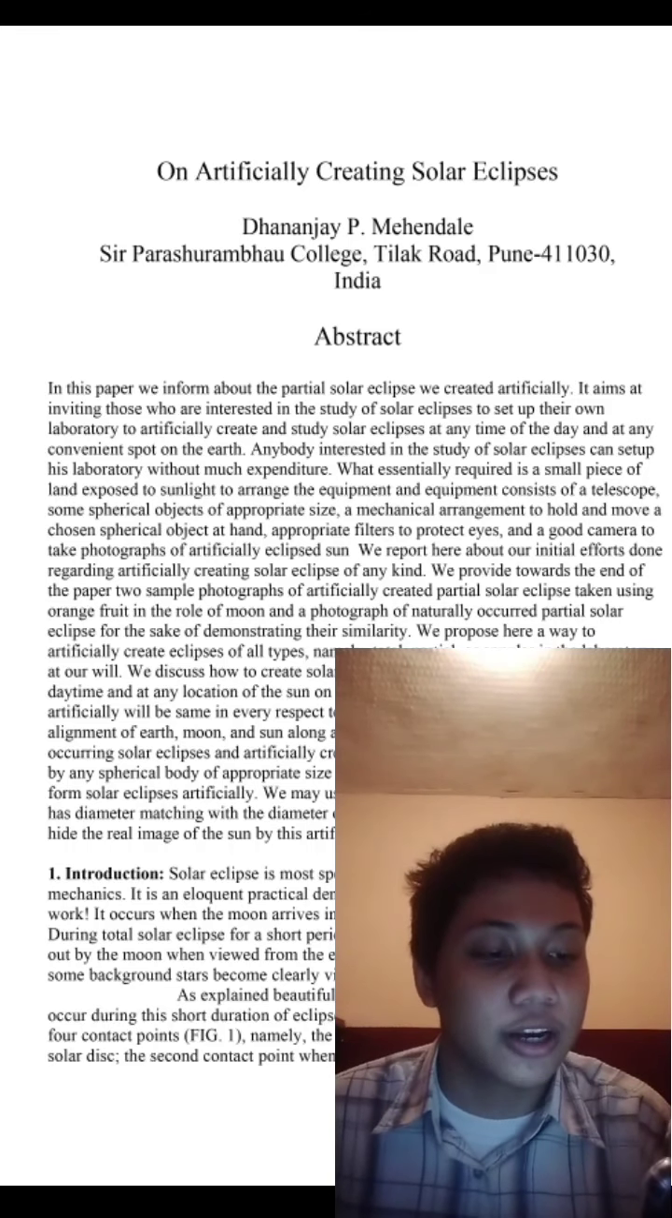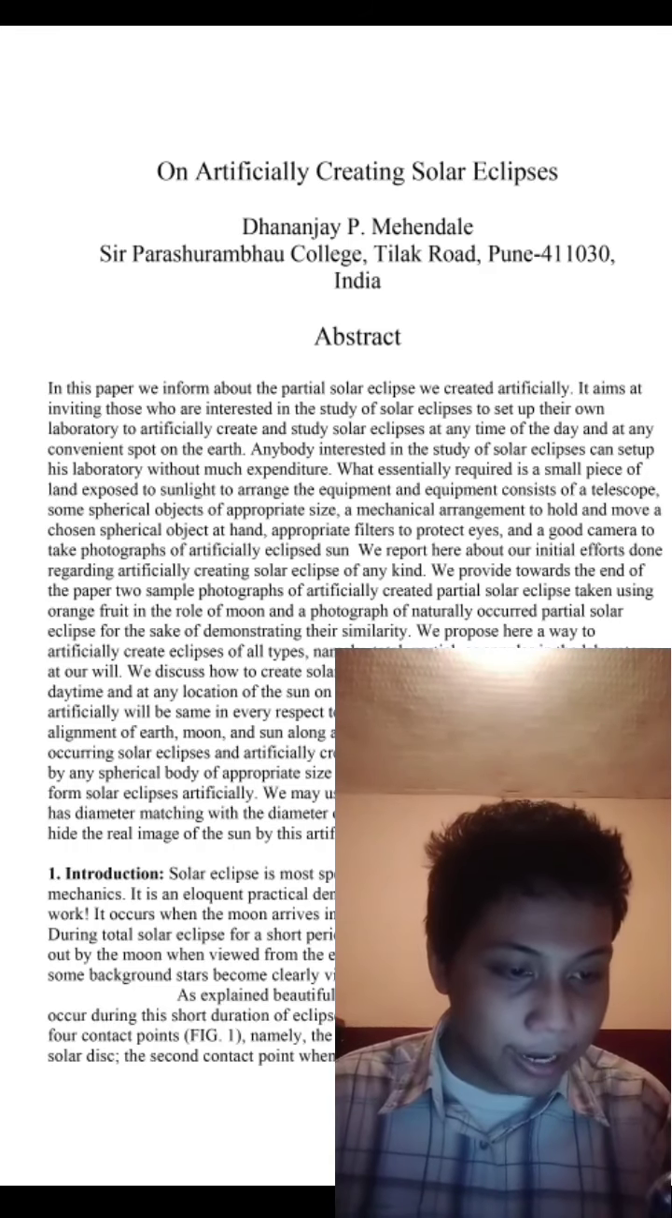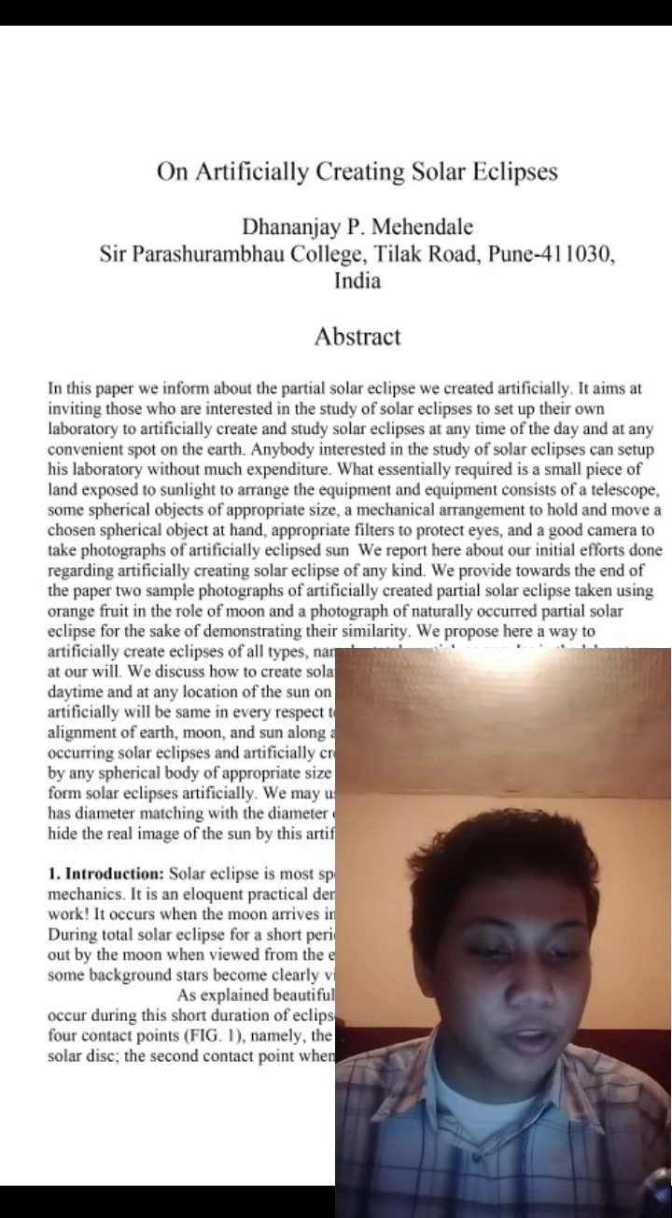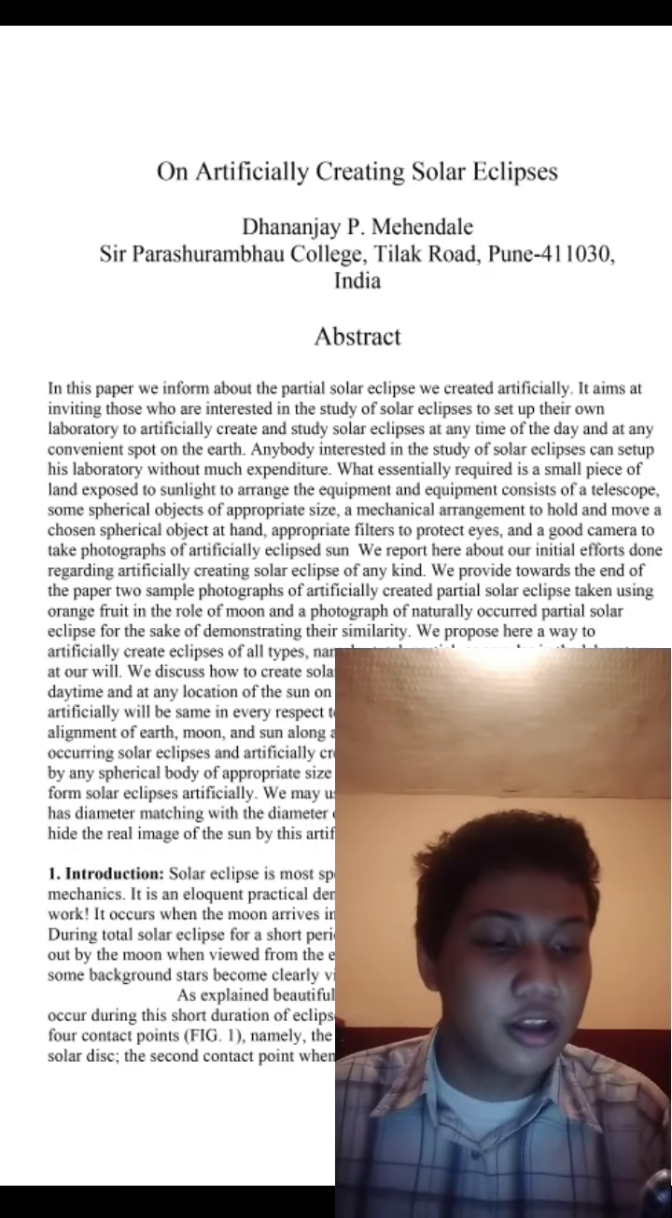in the study of solar eclipse to set up their own laboratory of artificially created solar eclipse, and study it at any time of the day and at any convenient spot of the earth. Anybody interested in the study of solar eclipse can set up his laboratory without much expenditure. What is essentially required is a small piece of land exposed to sunlight.